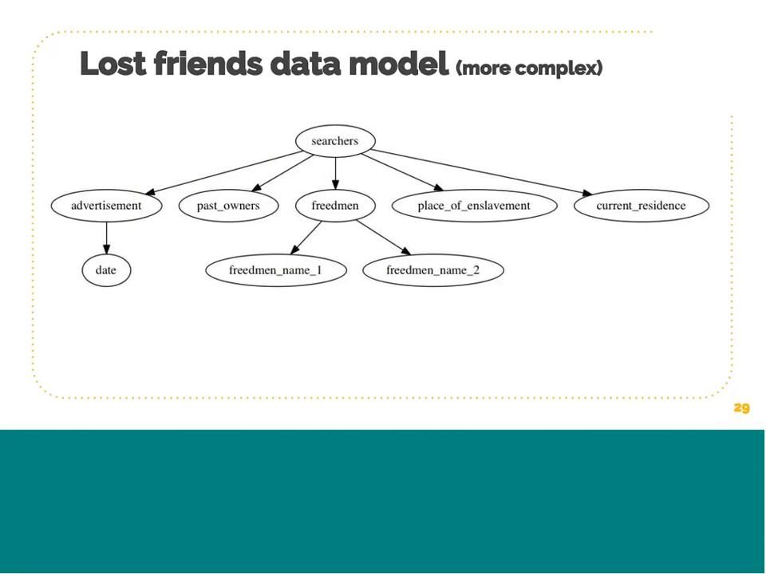Another way this data model and the project could be developed further would be to include a category for gender. We could model the gender, both for searchers and freedmen, and if we wanted, for past owners. Doing that could be a step towards asking questions like, how many of the people who are placing these ads are men or are women, and so on. And do that for freedmen as well, and that might be an important aspect for researchers developing arguments about this material.